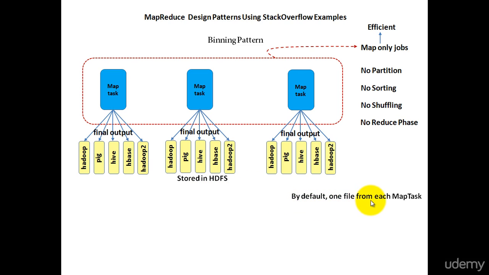Till the previous sessions, we saw that by default there will be only one output file from each map task. But in this example, we have to create 5 output files from each map task. That is, all the posts that contain Hadoop keyword will go into one file. And all the posts that contain Hive keyword will go into another file. Similarly, we have to create 5 different files for 5 different keywords.